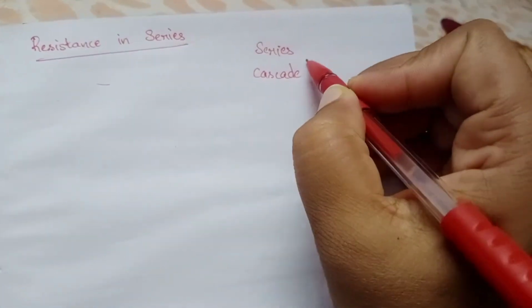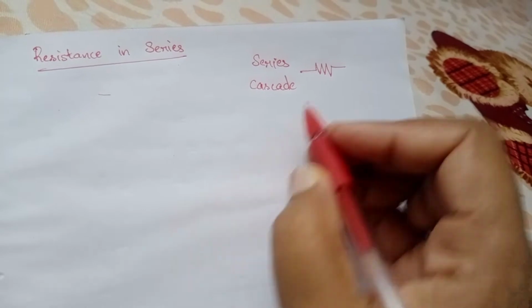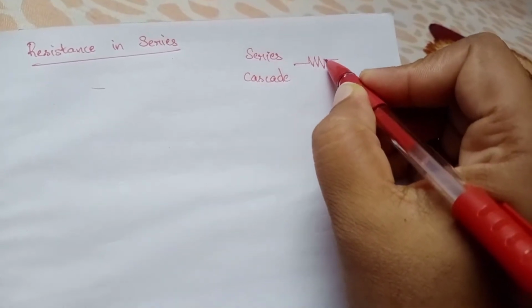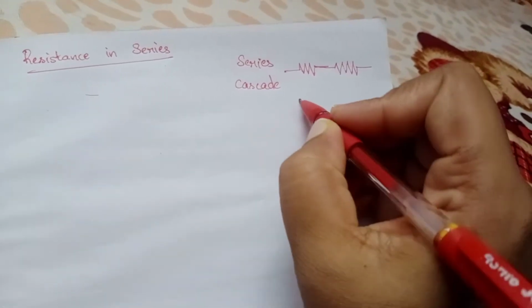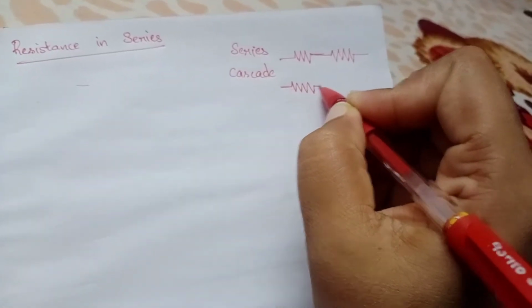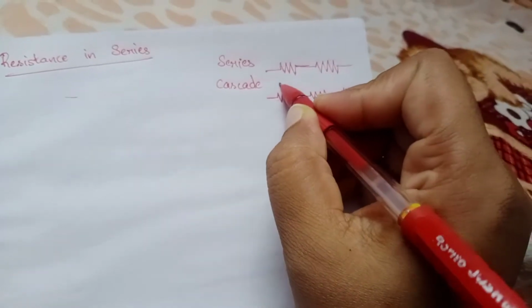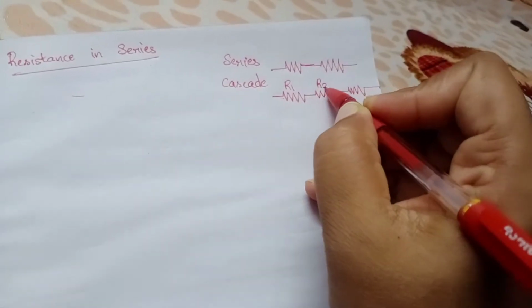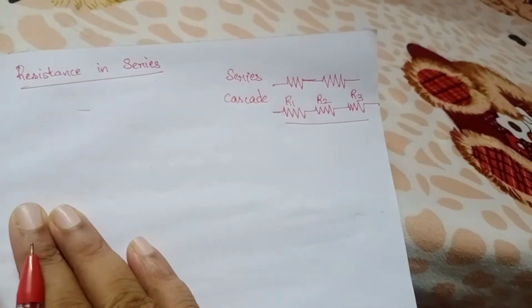Series connection means, so we know this is how you will draw a resistor, right? So series means one resistor will be connected after the other. This is called a series connection of resistors. So let this be resistance 1, this be resistance 2, and this be resistance 3. So this is called series connection.